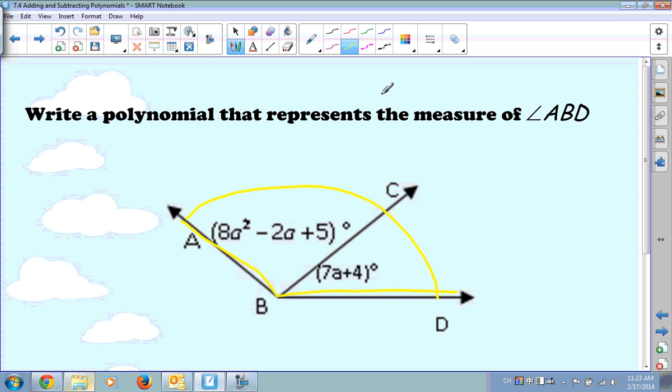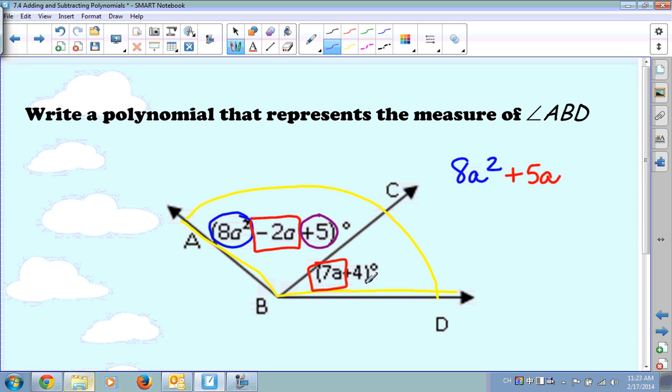What do we start with? Biggest exponent. 8a squared. Is there another a squared? No? All right, so 8a squared is by itself. Okay, what's next? Negative 2a and 7a. Yeah, negative 2a and 7a is 5a. And then we got our numbers, 5 and 4. It's fine. So that is the measure of the angle. That's as simple as you can get. Unless we know what a is, we can't make it any simpler, right? Okay.